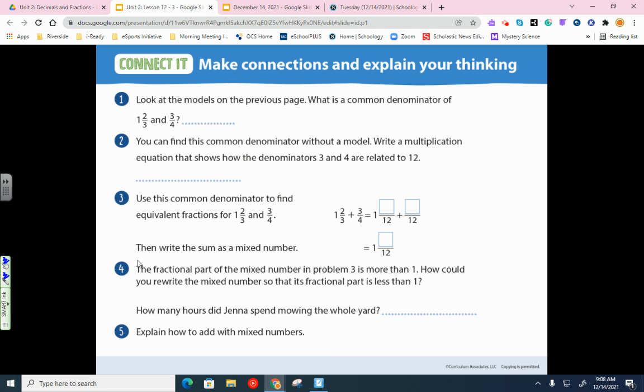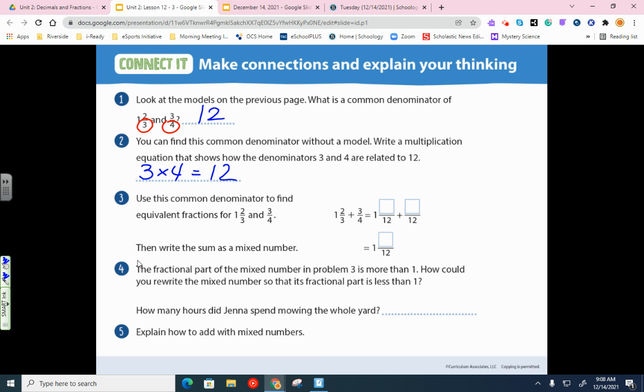Look at the models of the previous page. What's the common denominator of 1 2/3 and 3/4? We know that's 12. You can find this common denominator without a model. Write a multiplication equation that shows you that the denominators of 3 and 4 are related to 12. Well, that's pretty simple. 3 times 4 equals 12. When in doubt, if you're really lost on it, you can always just multiply your denominators and get it.